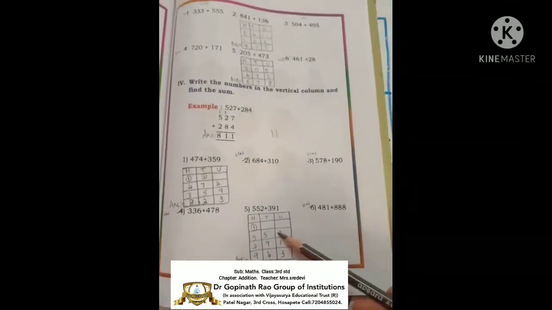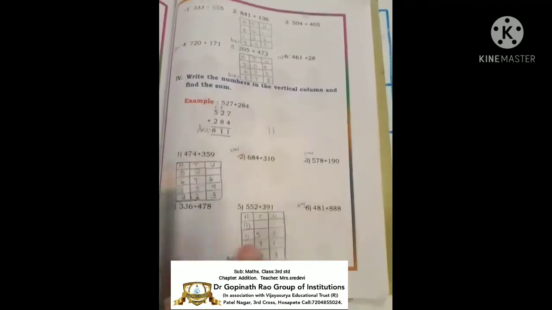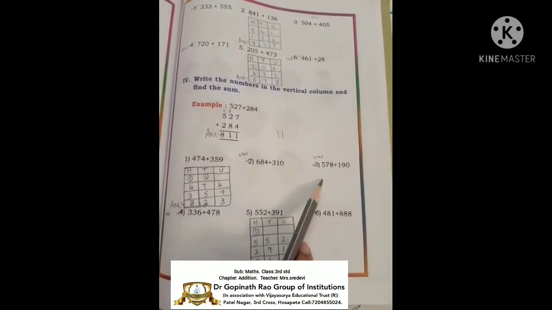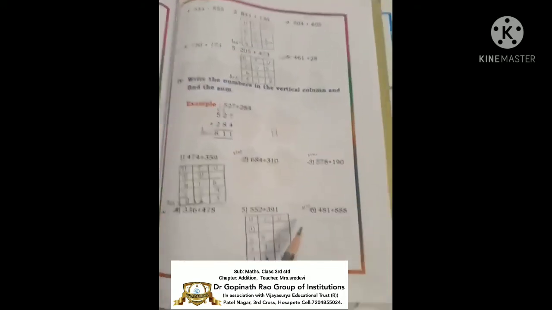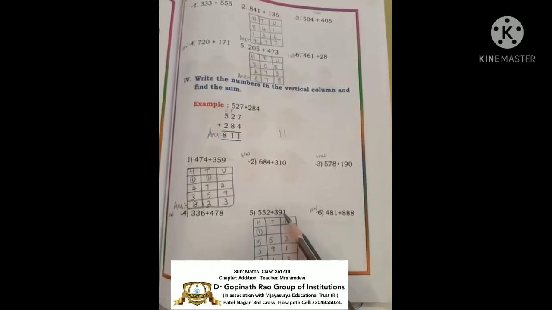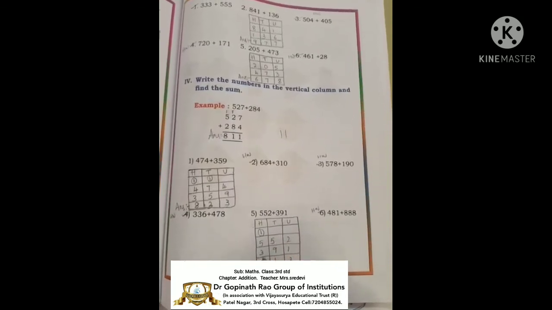Next here, I am going to solve the fifth question. So first question is solved. The question number 2, question number 3, question number 4 and question number 6 are homework. So what is there in the fifth question? 552 plus 391.